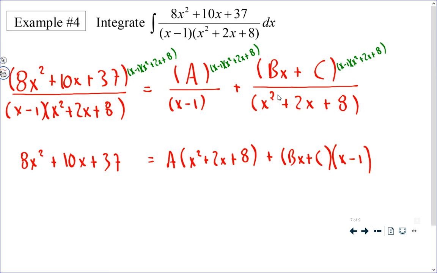Very similar approach needs to be taken in this example as the approach taken in example 3. You cannot choose values of x to eliminate a, b, and c in 3 different places. So we are going to expand this out and compare the degrees on the left with the equivalent degrees on the right. So we have 8x squared plus 10x plus 37.